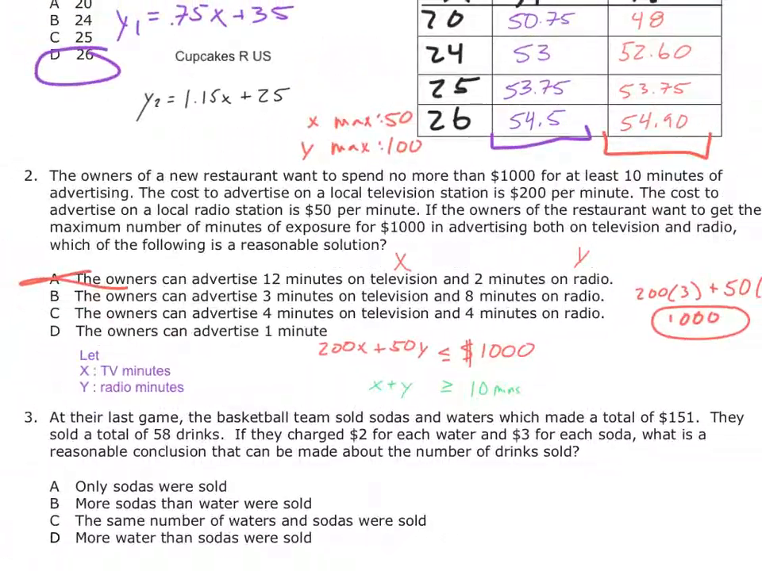So we'll see that it says the owners can advertise 4 minutes on TV and 4 minutes on radio, but if you look at our second inequality, we want to do at least 10 minutes, and 4 minutes plus 4 minutes only equals 8 minutes. So we can cross that one off, and we can also cross off the bottom one because 1 minute of advertising is way less than 10. So our answer for that one is going to be B.